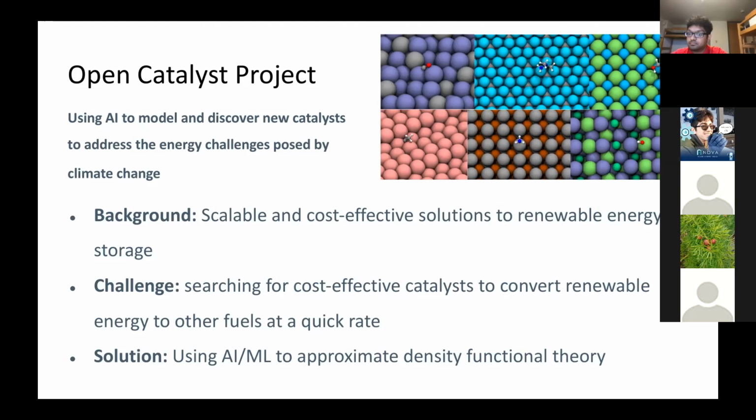So we're basically trying to use AI to approximate DFT, which is commonly used for energy calculations. We're trying to use it because DFT is very computationally expensive. We're trying to see if we can find alternative methods that are far quicker and more effective to do wider range searches for these new types of catalysts.